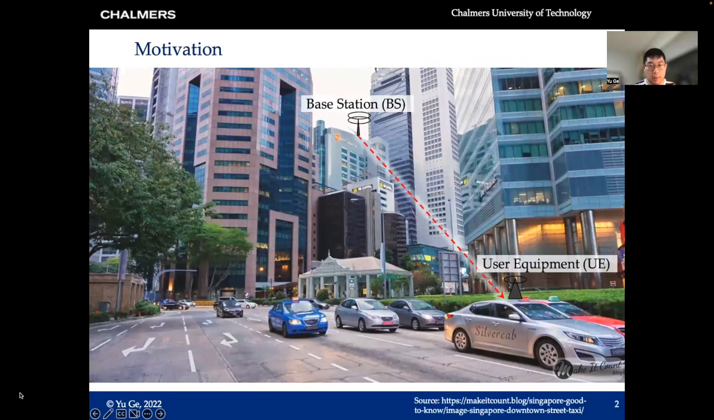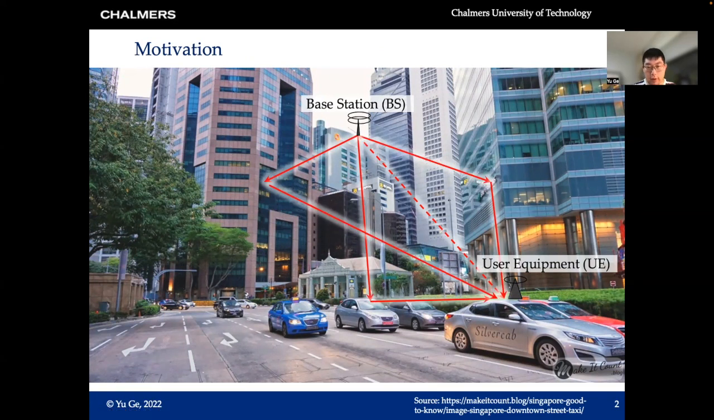And this is a picture from downtown Singapore. Suppose we have a base station with antennas at the top of this building, and there's a user equipment here, also with many antennas. This is a signal sent from the base station to the user. The signals can also go over the complex propagation environment. As you can see, they can bounce off some small objects and generate multipaths.